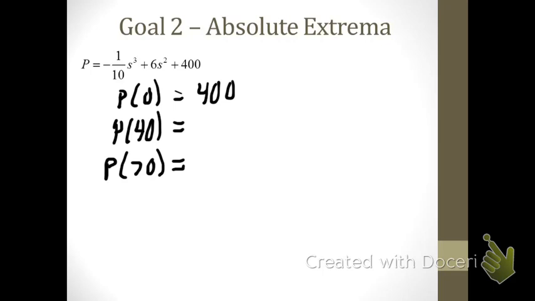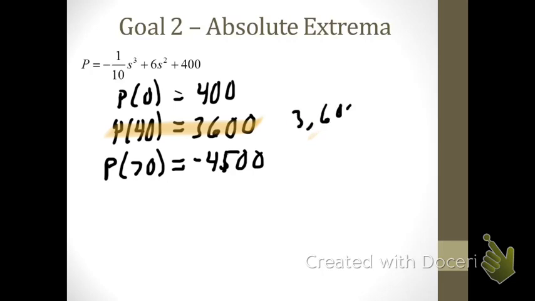And it turns out that when you plug in 40, you get 3,600. And when you plug in 70, you get negative 4,500. Now that's actually pretty interesting, okay? You can see that the highest of those values is right here. When the company spent $40,000 on advertising, they got $3,600,000, which is 3 million. Whoops, I meant to use a pen, not a highlighter to write that. That's the same thing as $3,600,000 that they made in profit if they spent $40,000 in advertising.